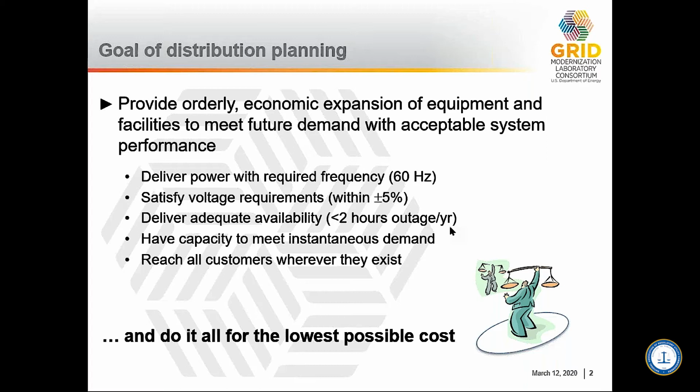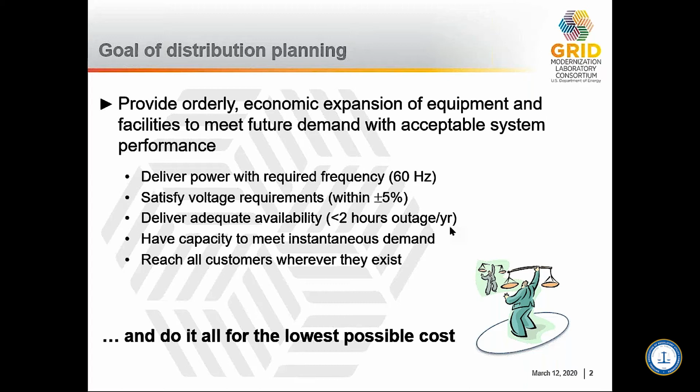The system must deliver voltage with appropriate regulation, typically within plus minus 5% of nominal. Must deliver adequate availability to the customer. And availability is another term for reliability. And it simply means deliver power to customers when they require it. In the US, the typical availability is that customers have less than 2 hours of outage per year. 99.98% of the time, customers have power.